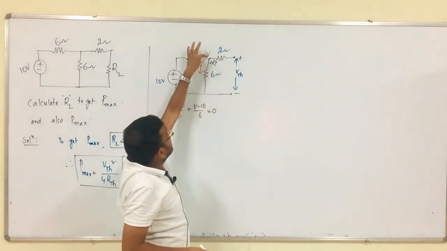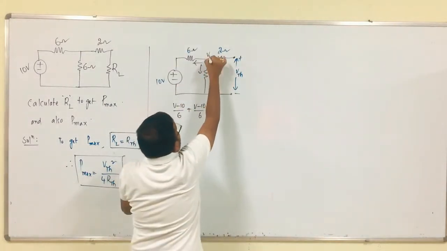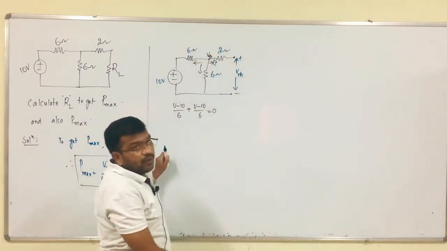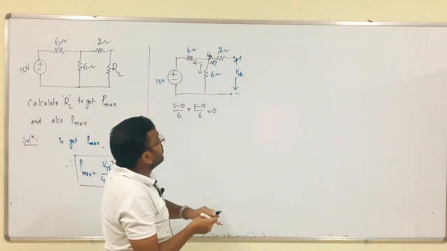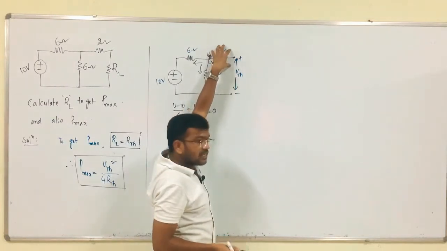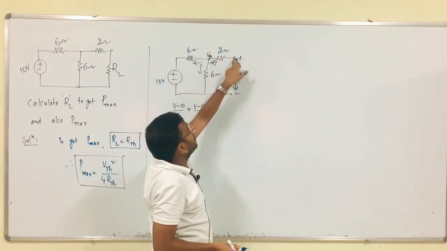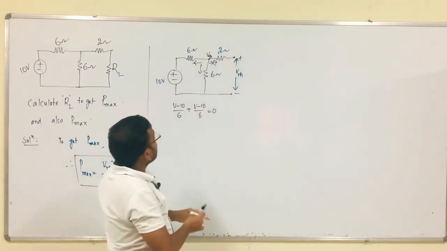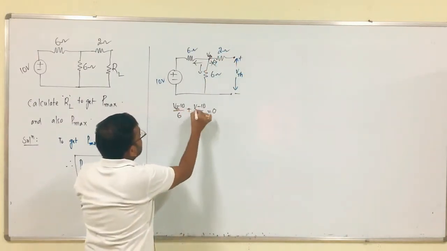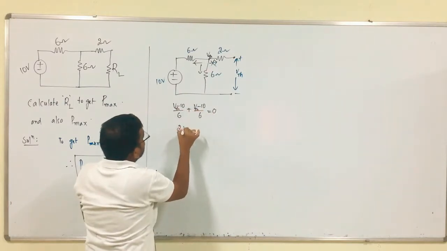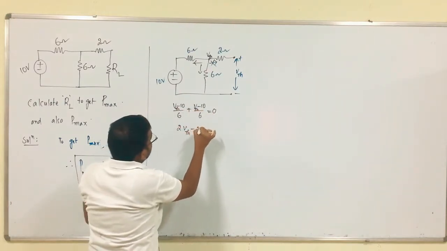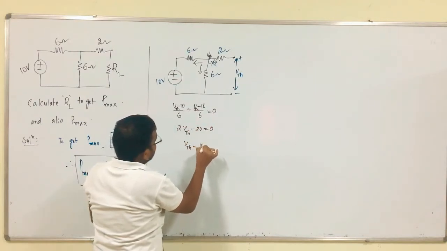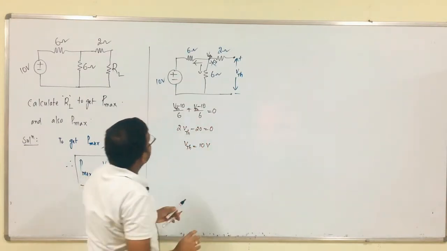This voltage is nothing but VTH, because there is no current through this path, so there is no voltage drop across this resistance. Whatever the voltage at this position is, it is equal to this position, which is VTH. From this, 2 VTH minus 20 is equal to 0, so VTH is equal to 10 volts.